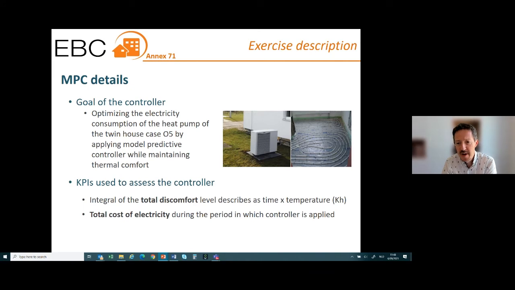We used the twin houses again, and there the goal of the controller was to optimize the electricity consumption of the heat pump while maintaining a good indoor thermal comfort. So the key performance indicators that we used to assess the controller were the total discomfort, which was expressed in Kelvin hours, so how many times do we go above or below a certain temperature, and also the total cost of electricity that was used to heat the building. And therefore we used a given price signal.